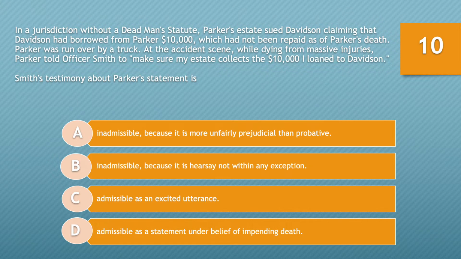A, inadmissible because it is more unfairly prejudicial than it is probative. B, inadmissible because it is hearsay not within any exception. C, admissible as an excited utterance. Or D, admissible as a statement under belief of impending death. Take 10 seconds and choose the best option.